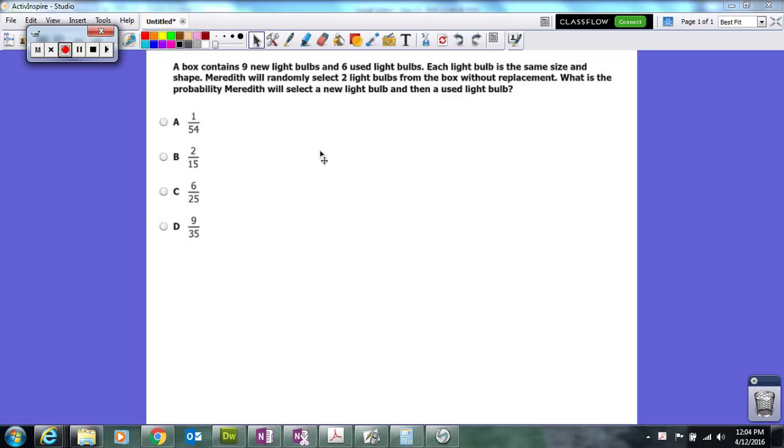All right, from the 2014 Math Grade 8 SOL test, we have a multiple choice question, and here are the directions for this question. It says a box contains 9 new light bulbs and 6 used light bulbs. So let me go ahead and draw a nice big box here.